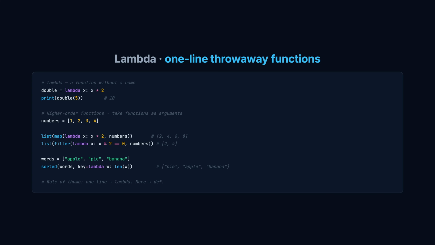Sorted: sorted(words, key=lambda w: len(w)). Sorts by the value the lambda computes. Words get sorted by length instead of alphabetically. That is the lambda sweet spot. One-line transforms handed to a higher-order function. When the logic grows past one line, stop. Write a proper def. Lambdas are a shortcut, not a destination.